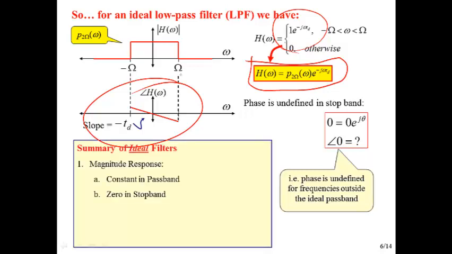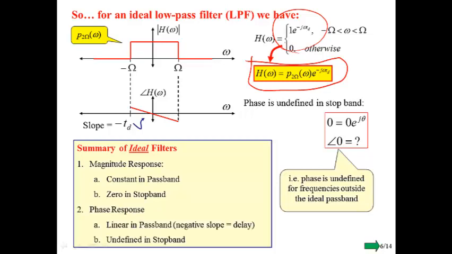So to summarize, for ideal filters, our magnitude response needs to be constant in the passband. Doesn't matter really what that constant is. And ideally, we want it to be zero in the stop band. And then the phase response, we want it to be linear in the passband with the slope being equal to the negative of the delay. And in the stop band, we don't really care so much what the phase is. For the ideal case, it's undefined. For real-world filters, we just live with whatever we get.